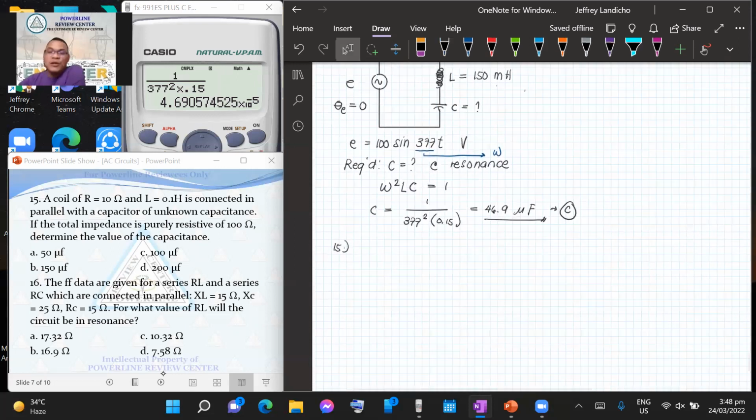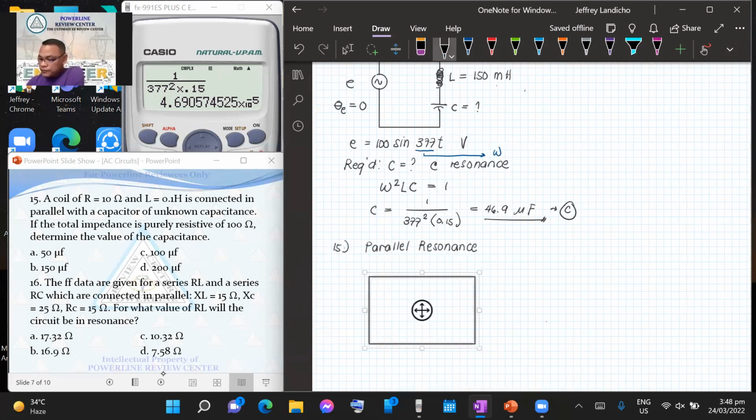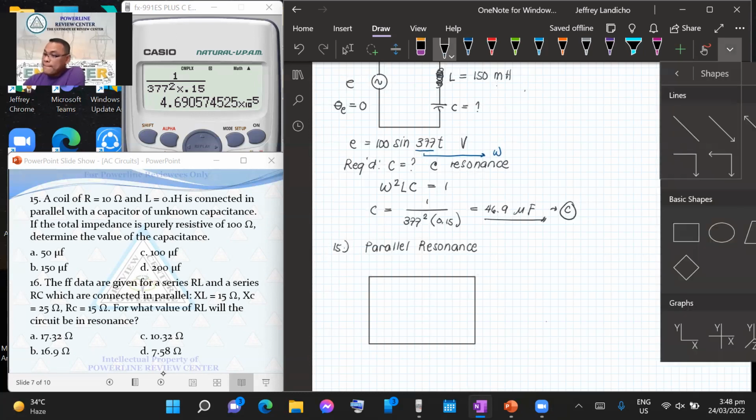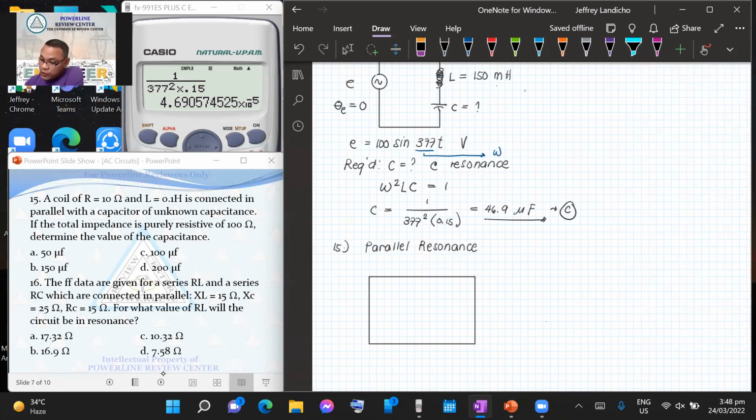So ngayon, purely resistive pa rin, so resonance. However, ang connection ng ating circuit, that is already at what? Parallel. So meron tayong parallel resonance. So paano naman si parallel? So gawin ko, i-general natin yung equation for parallel resonance, para at any given situation, applicable itong makuha nating equation, ano? Formula.